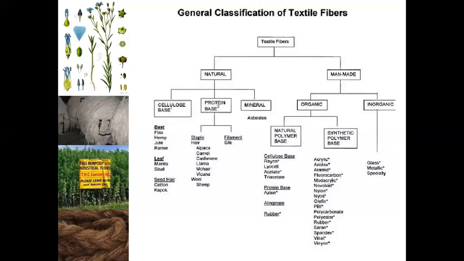For example, all synthetic fibers, that is all man-made fibers, will come under which category? Filament. And one natural fiber which comes under filament is silk. And all the natural fibers except silk are good examples of staple. Is that clear?